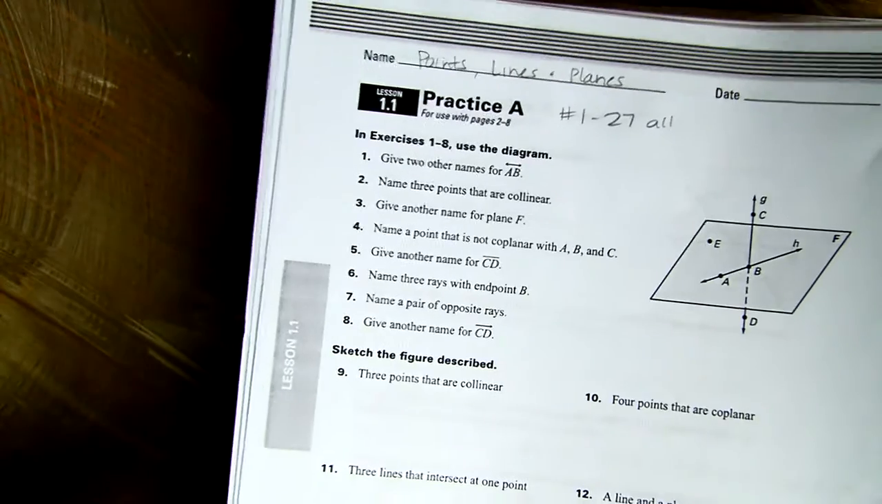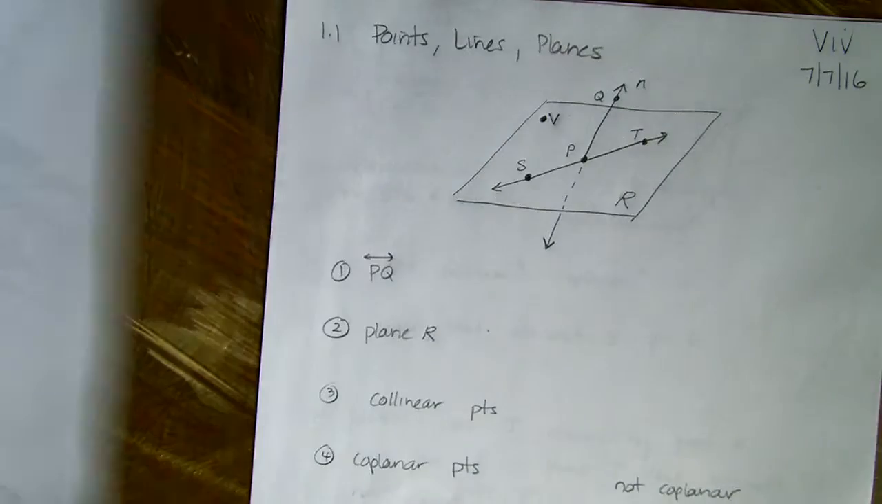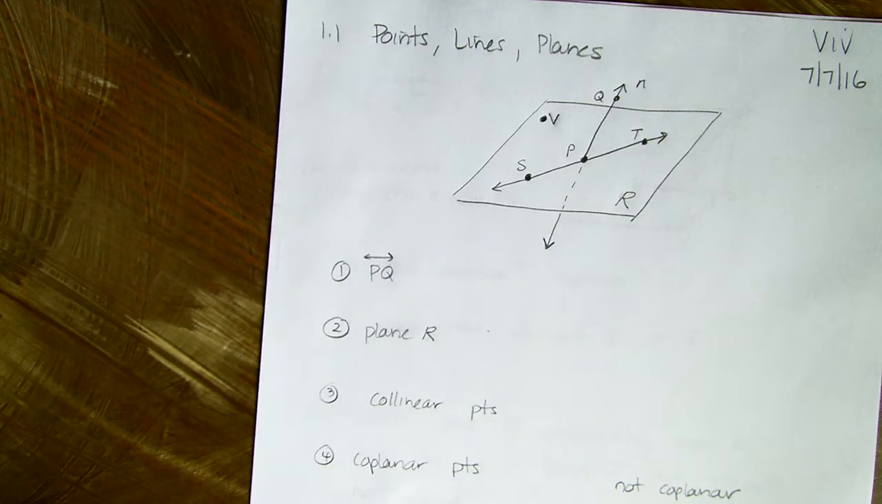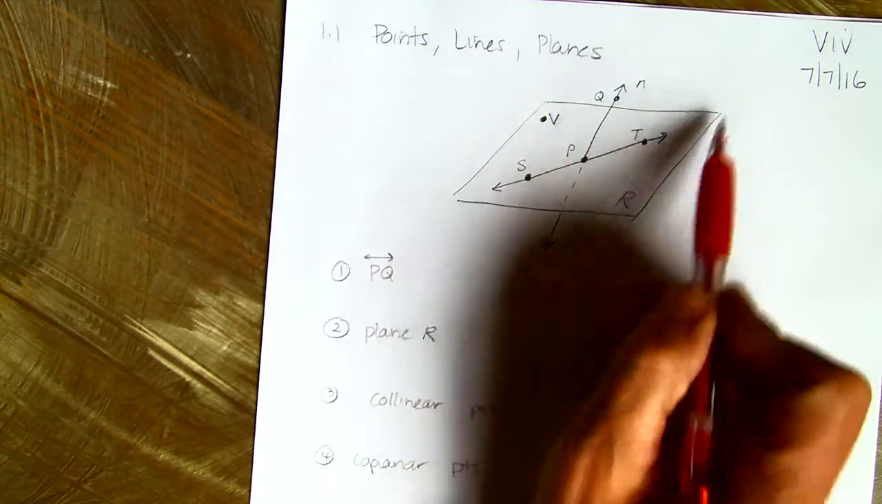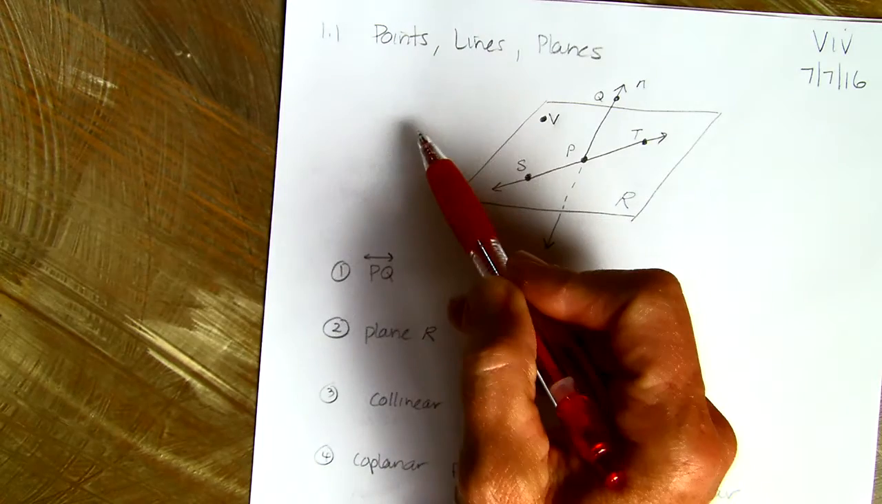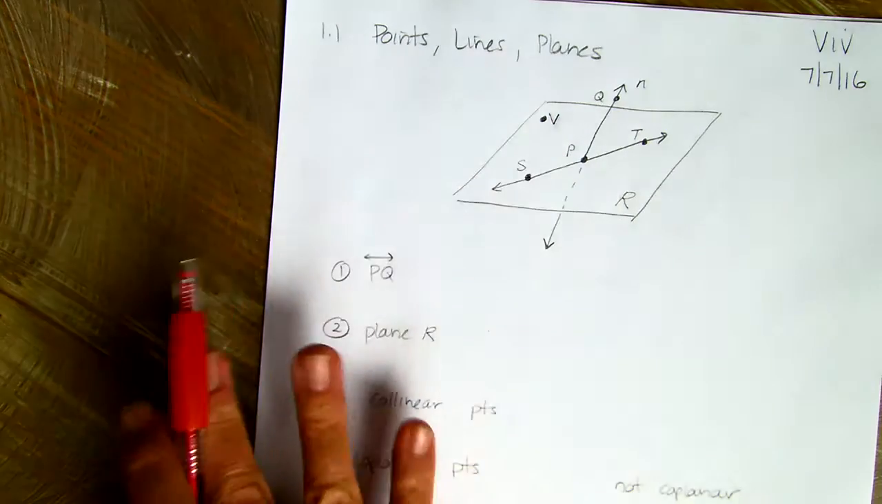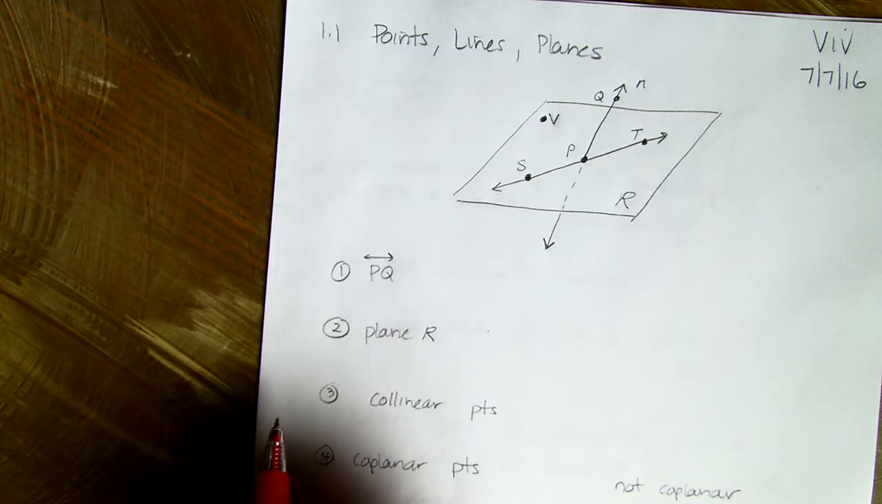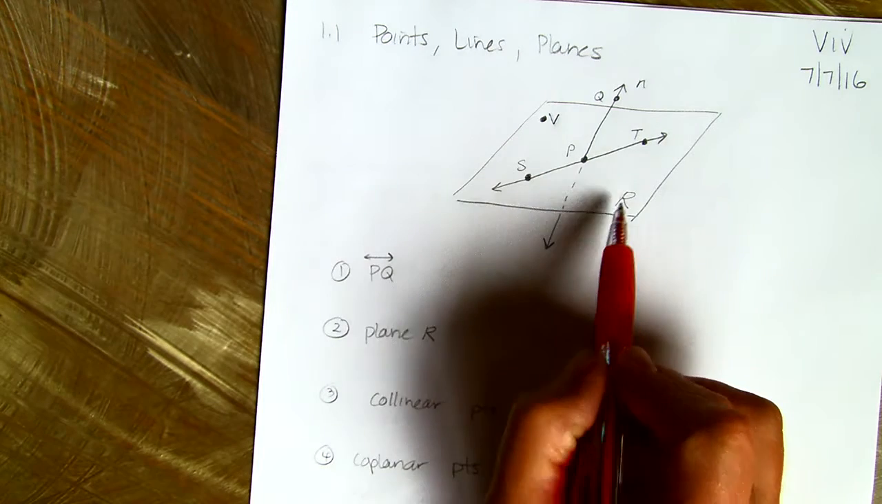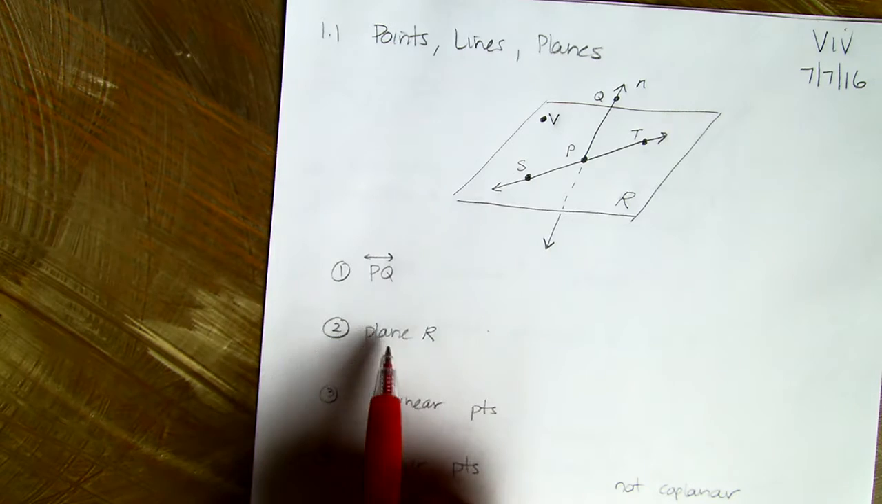Again, it's good practice learning these initial points, lines, and planes, initial concepts of geometry. So I'm looking at a plane here. A plane goes in all directions, but we represent it physically by almost like a piece of paper in perspective. In this case, I have plane R.